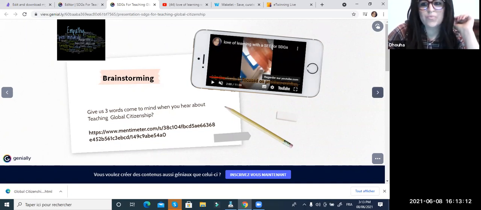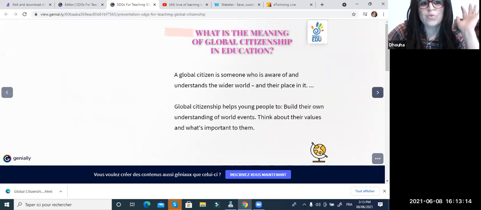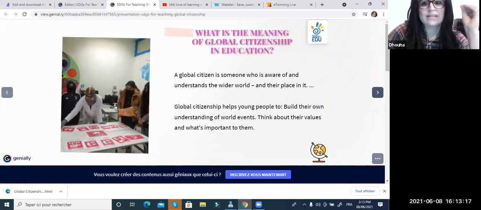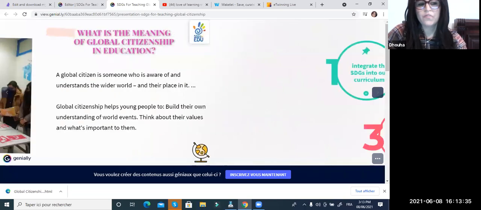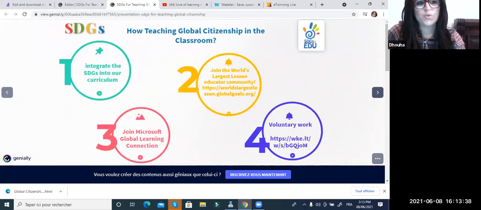So I want to move quickly to say what global citizenship really means, and how we can teach it in our classroom using the global goals. Global citizenship helps our students build their own understanding of world events and think about their values and what's important to them. For me, I'm using many things to achieve that goal. The first thing is that I integrate SDGs in all my activities, as you see.